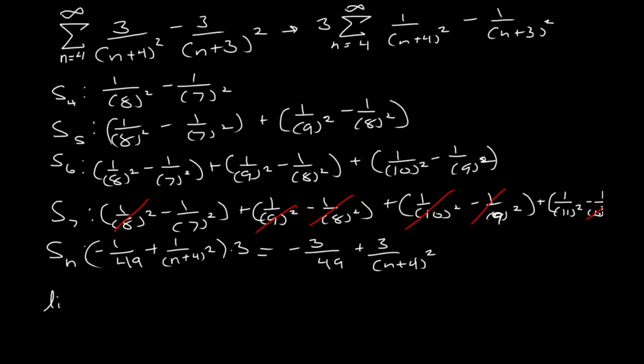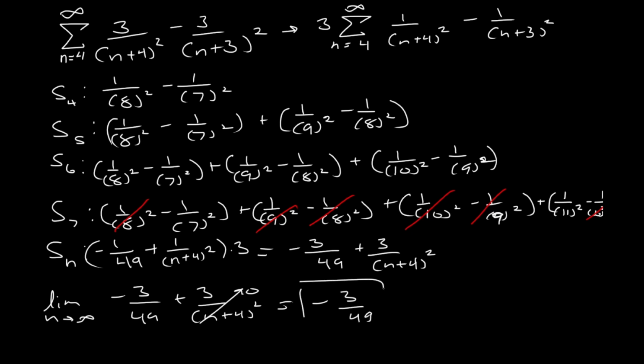Finally, we can take the limit of this, which will get us negative 3 over 49 plus 3 over n plus 4 squared. This goes to 0 because it's bottom heavy, and this leaves us with negative 3 divided by 49 as our sum. And the reason why I said this problem would be a little bit different, because the larger n plus 4 would be positive and the smaller one would be negative, is because our answer is now going to be negative because of that. And that's that.